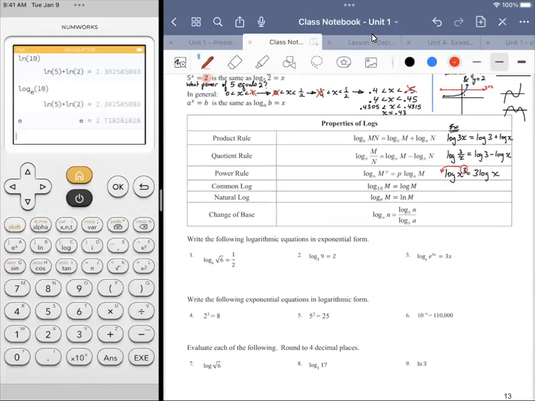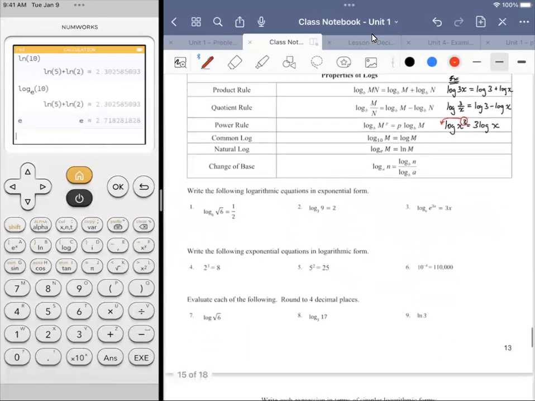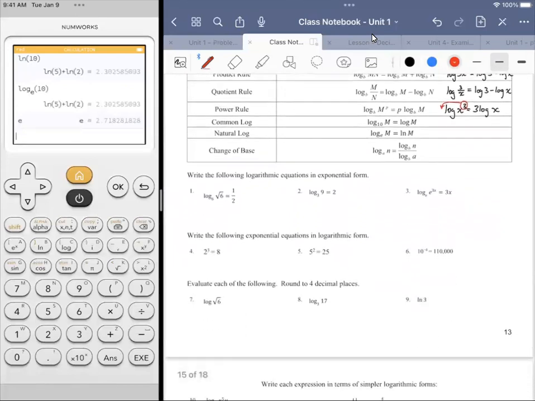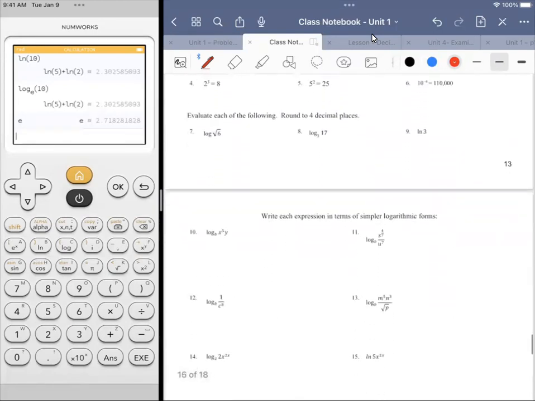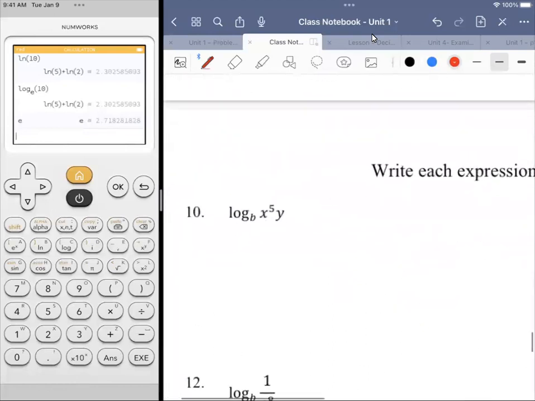So let me show you an example. These don't really cover that. Well, actually, they kind of do. Nah, I'll come back to these in a sec. Let me just jump to the top of page 14. I'm looking at number 10.